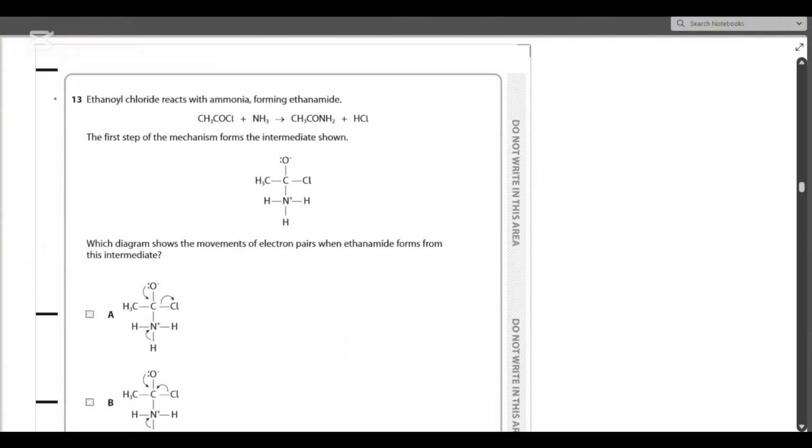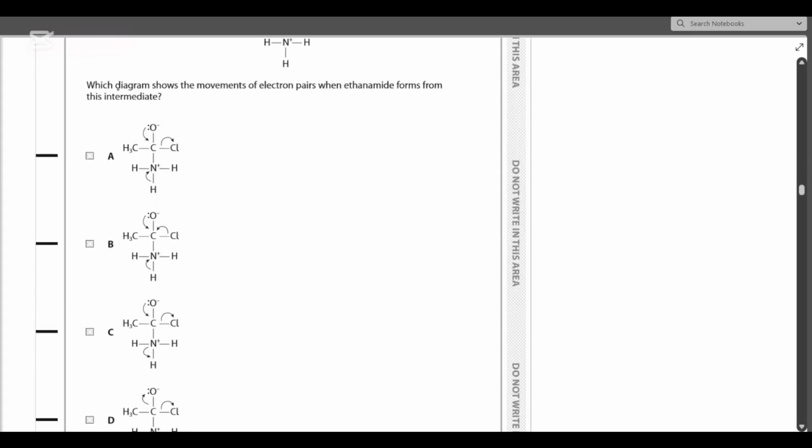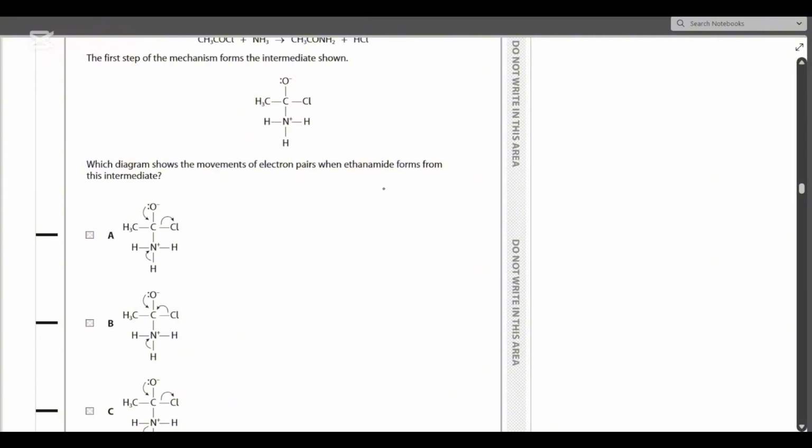Anyways, let's move on to the next one. Ethanoyl chloride reacts with ammonia. We can see very clearly the reaction is provided. The first step of the mechanism forms the intermediate shown. They said which diagram shows the movements of the electron pairs when ethanamide forms from this intermediate.